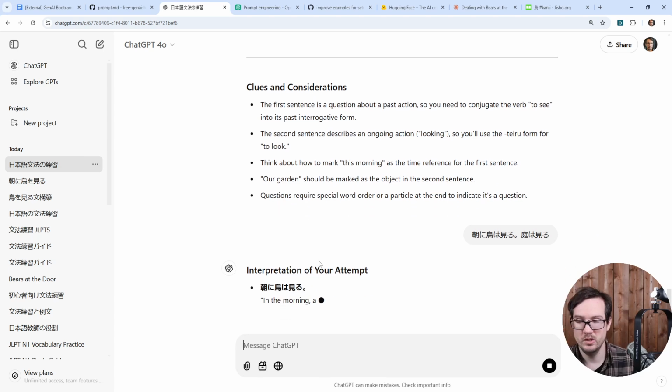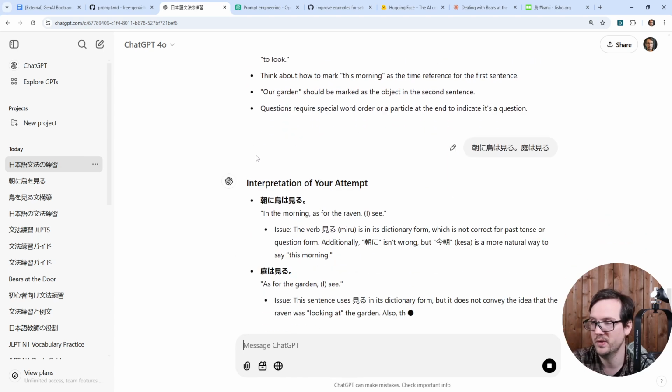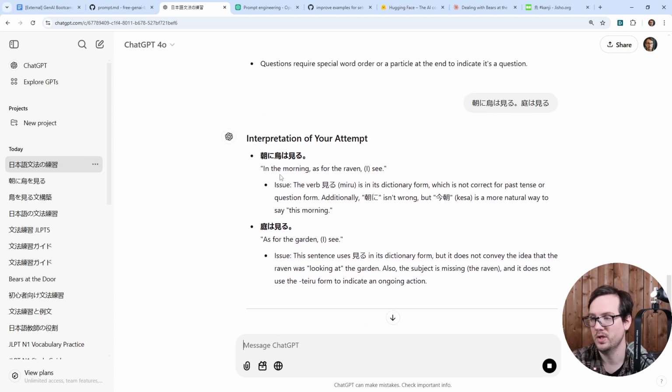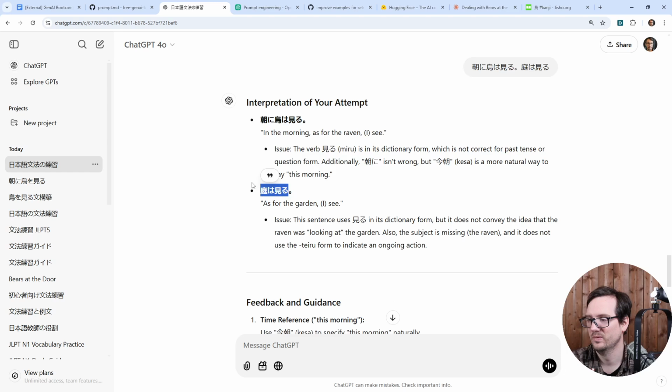Now, we are using Tori, so that's totally fine. So it says, your interpretation of your attempt. So in the morning, as for the raven, I see. Okay, as for the garden, I see. Okay, so this sentence, this verb, miru, is the dictionary form, which is not correct for past tense.